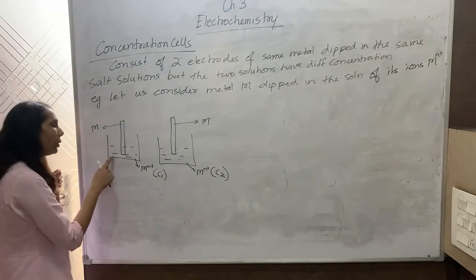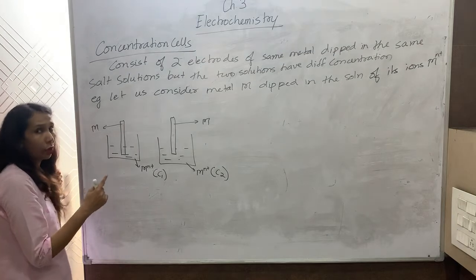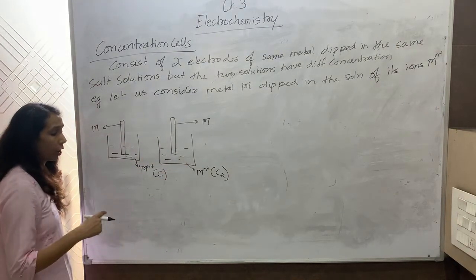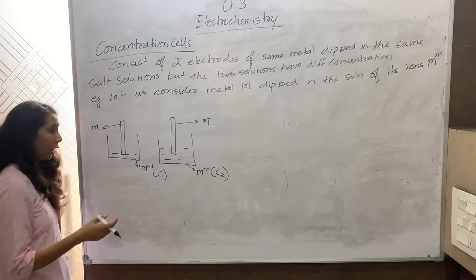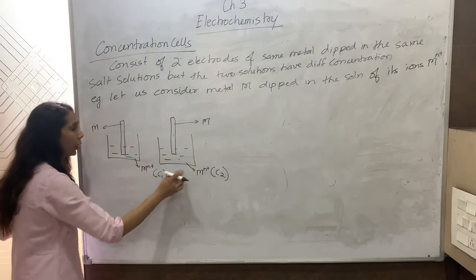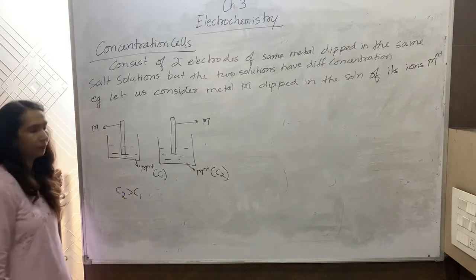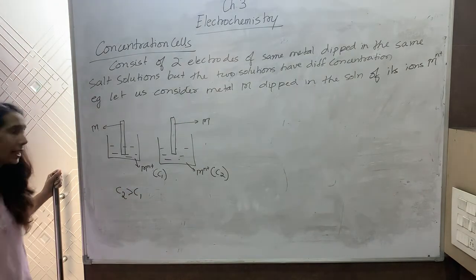Copper dipped in copper sulfate solution whose concentration is 0.1 M, and copper dipped in copper sulfate solution whose concentration is 0.5 M. Solutions are same, but the concentrations are different. And here I consider C2 is greater than C1.